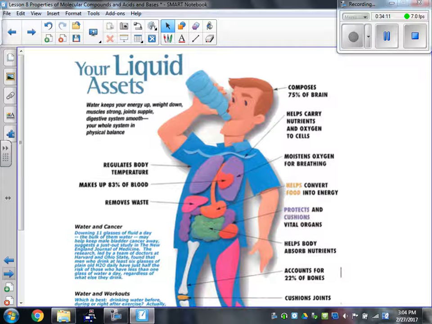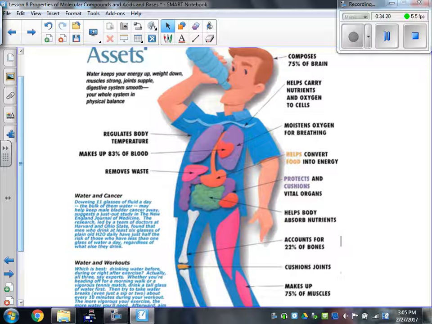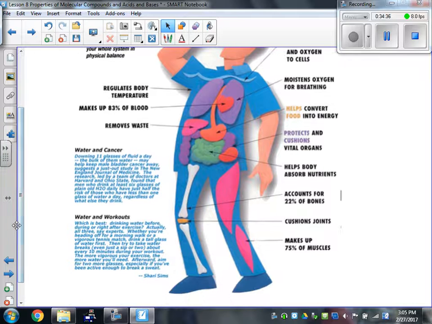Water keeps up your energy, weight down, muscle strong, joint supple, digestive system smooth, your whole system in physical balance. It regulates body temperature, makes up to 83% of blood, removes waste, composes 75% of the brain, helps carry nutrients and oxygen to cells, moistens oxygen for breathing, helps convert food into energy, protects and cushions vital organs, helps the body absorb nutrients, accounts for 22% of bones, cushions joints, makes up 75% of muscles. You can read through that as well. It's pretty important for us.